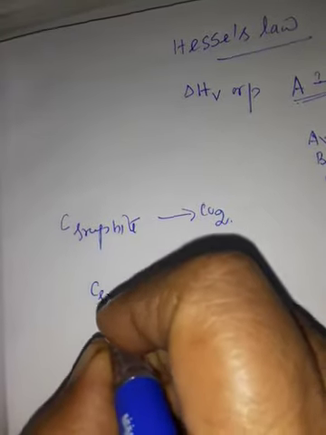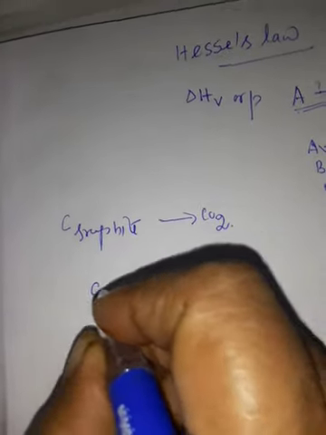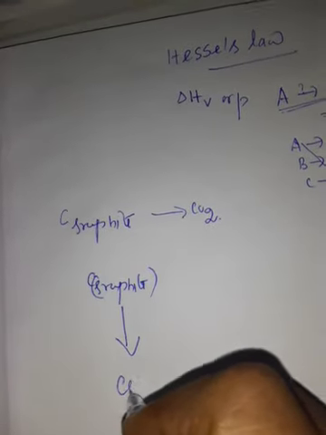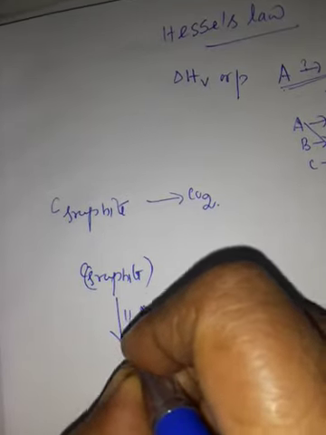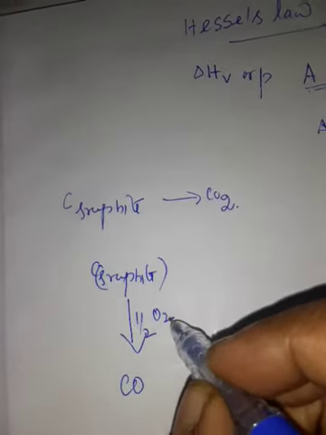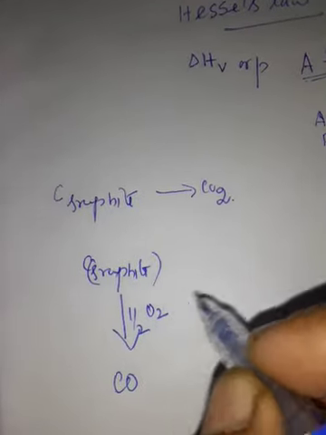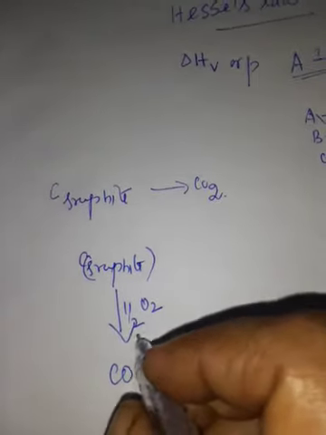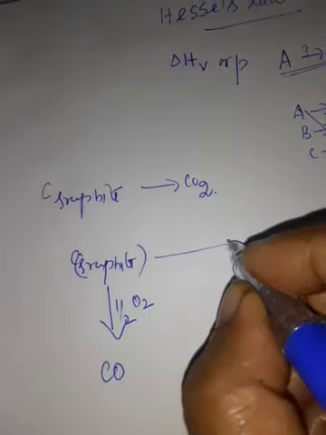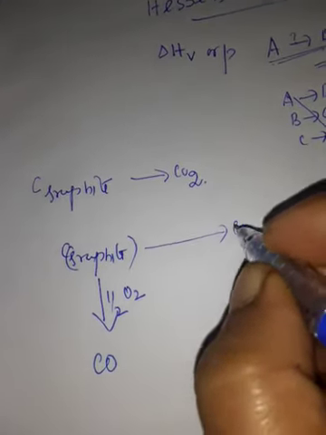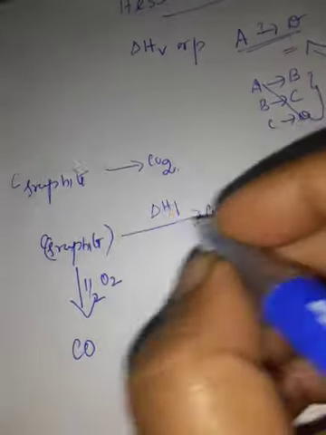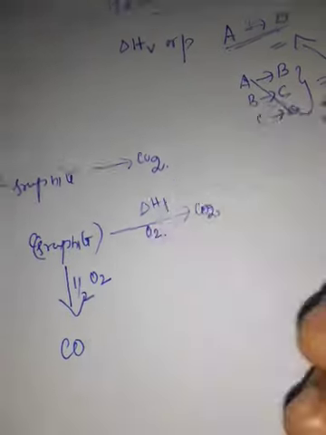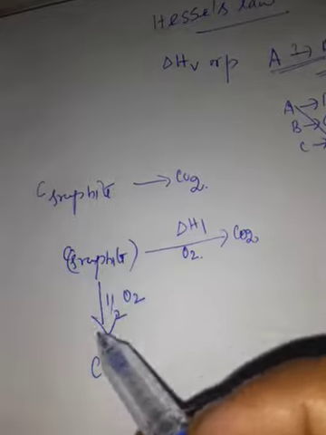But this reaction takes place in 2 steps. First step, this carbon, graphite, is first converted to CO in the presence of half oxygen. Half means these two get cancelled, only O is added. Next, graphite should be converted to CO2. Consider this as delta H1. But this is difficult to take place in the presence of O2. So it can follow 2 or more steps.